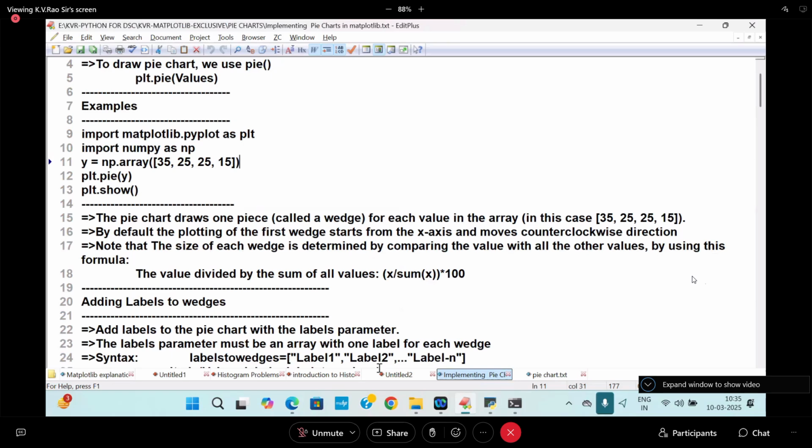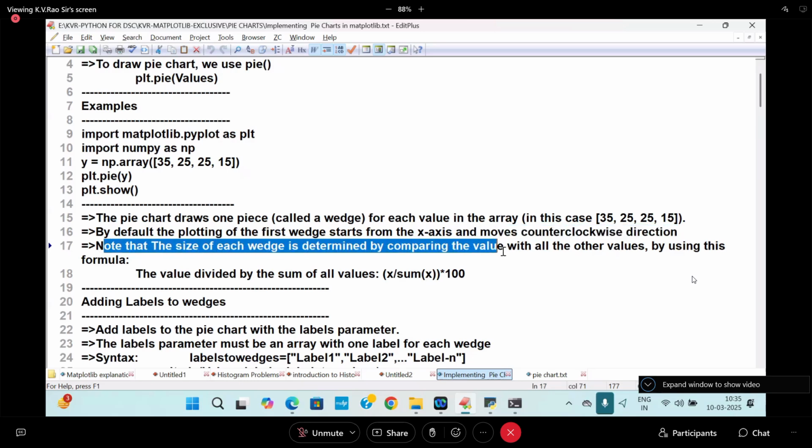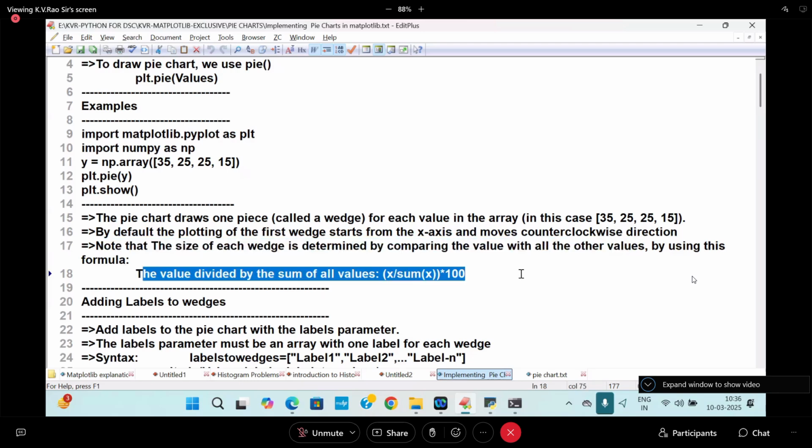So each of these values. Now, a pie chart contains one piece that is known as what? Wedge. What is that piece called? Wedge. In this case, for each value, by default the first wedge starts from where? The x-axis and moves in the counterclockwise direction. Note that the size of each wedge is determined by comparing the value with all other values using this formula. Already you've seen it: given value divided by the sum of all the values, times 100, that will give you the value.